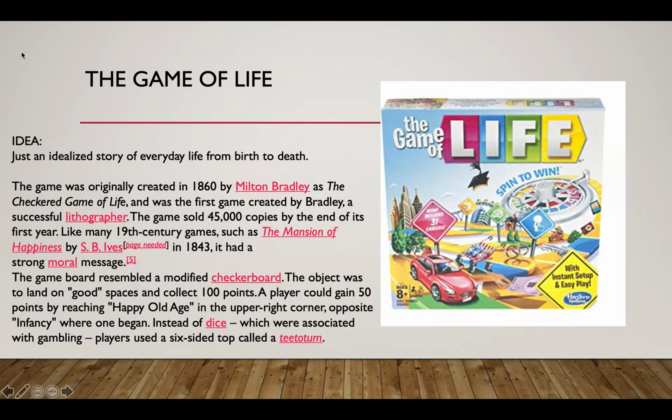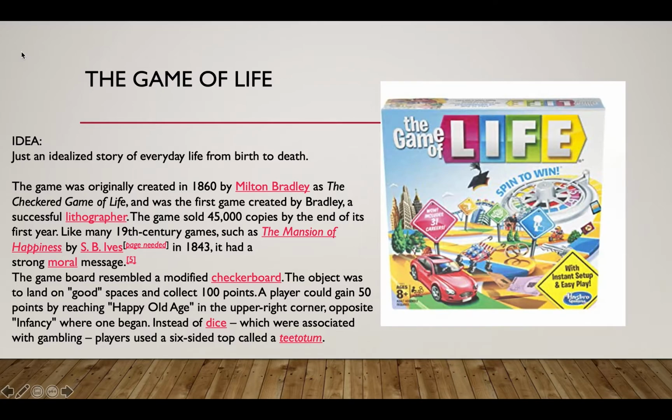So, in general, the first version of this had a modified checkerboard, and the idea was to land on the good spaces that get 100 points, and you just basically went up the board. You could get to happy old age and all these sorts of things.